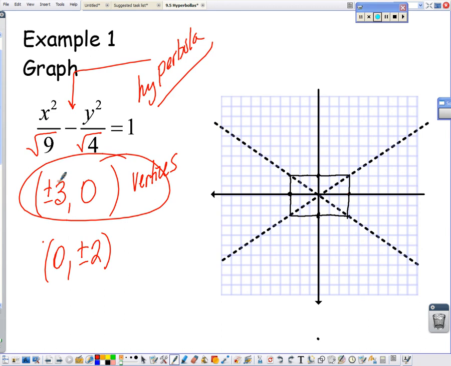So right here, the only last thing I have to do is this point here and this point here actually tell me those are my vertices. And so my graph, because they're on the x-axis, my parabolas are going to look like this. You just basically make a sideways U and make them approach those asymptotes. Okay? So let's look at the next example.